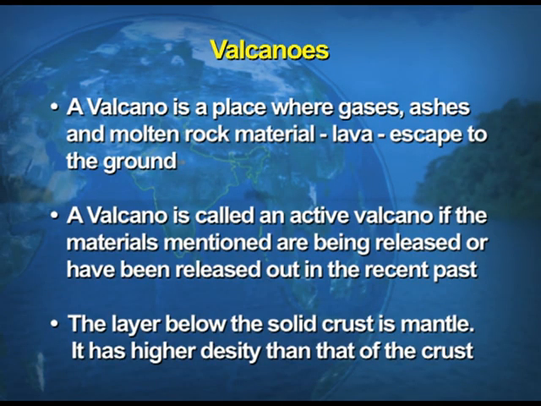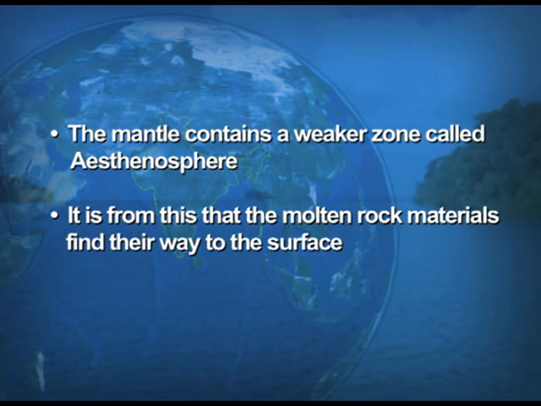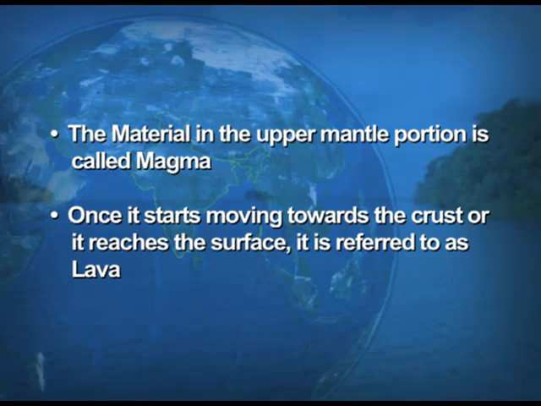Another source of indirect information is volcanic eruptions, which take place from the interior of the earth. Now, as we know, a volcano is a place where gas, ashes and molten rock material erupt from the earth's interior. This mantle contains a weak zone called the asthenosphere, and from there we have the eruption of this volcanic matter, the magmatic material which comes out. When it reaches the surface of the earth, it is called lava.